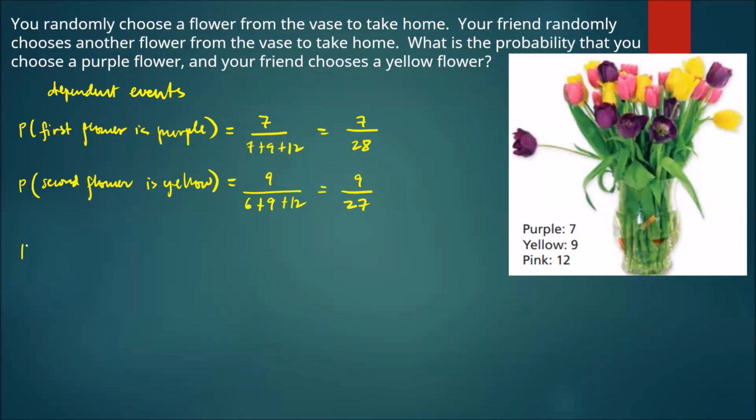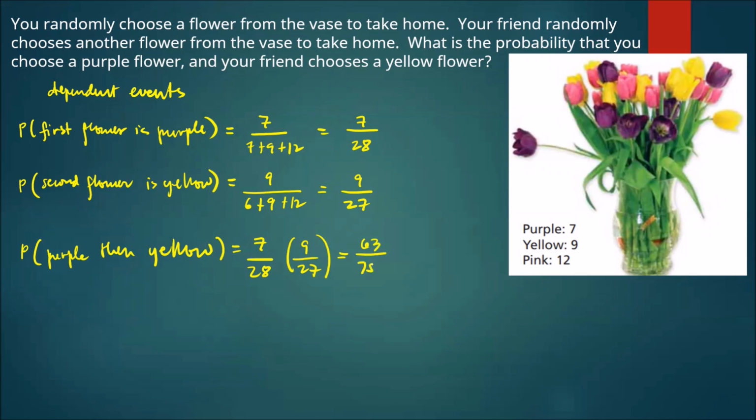So therefore, the probability of picking purple, then yellow, is we are going to multiply them. So that would be 7 over 28 times 9 by 27, which is equal to 63 over 756, or equal to 7 over 84.